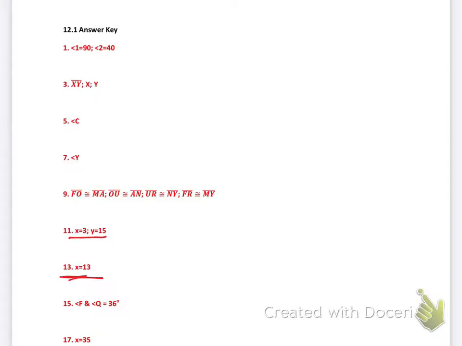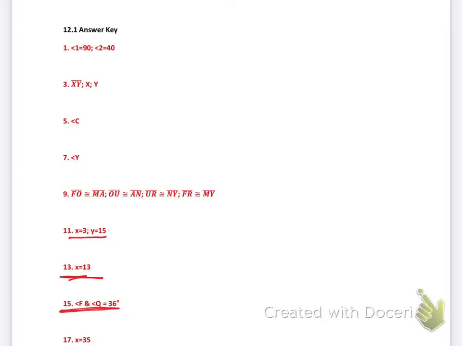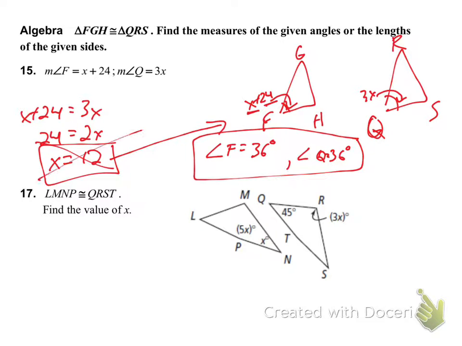Check our answer, 15. F and Q is, oh, so then you got to plug it back in. If I plug that back in to here, F is going to be equal to x, which is 12, plus 24. So F is going to be 36 degrees. And then 3 times 12 would be 36 also. Yeah, they're both going to be, obviously, because they're congruent. Measure Q is equally 36 degrees. So this is your real answer right here, not this one. Let's just find the variable.